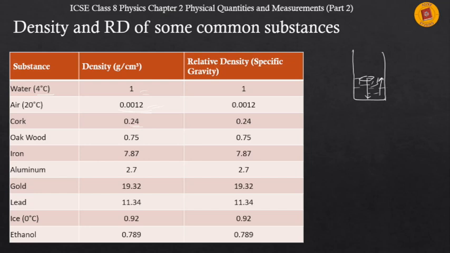Take all the examples, iron, aluminium, gold, these are all metals. If you put them in water, they will sink because they have density or relative density more than water. But ice is 0.92, that is why it floats on water.